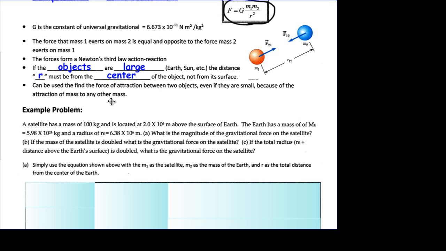So that's like I was saying, you could find the attraction between you and your desk, or a pen and a pencil. You just have to put in the mass of the pencil, the mass of the pen, and the distance they are apart, and you would see that attraction.